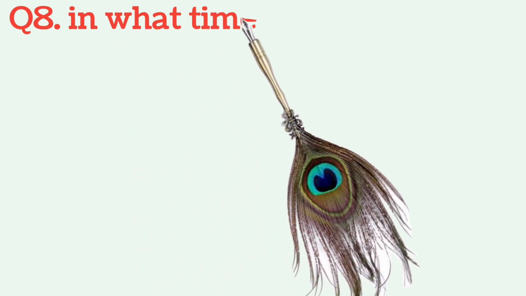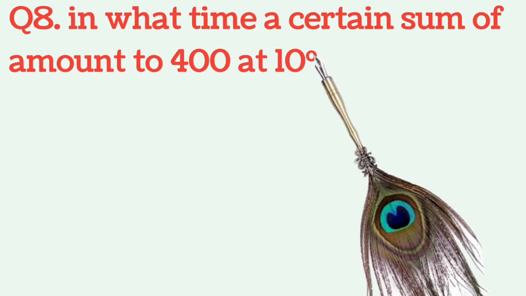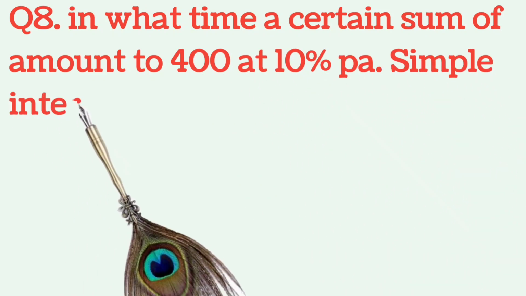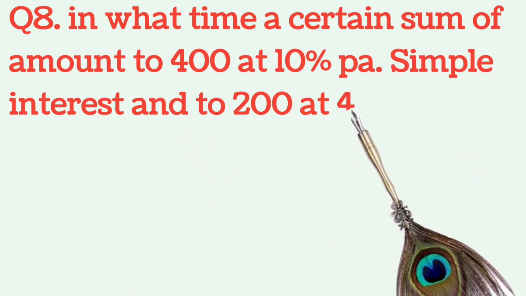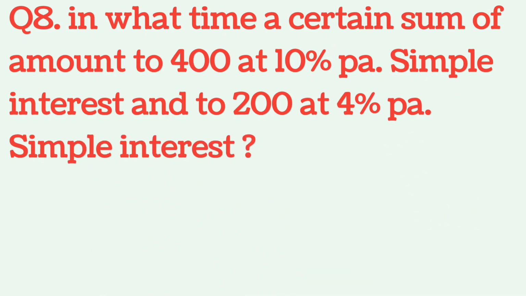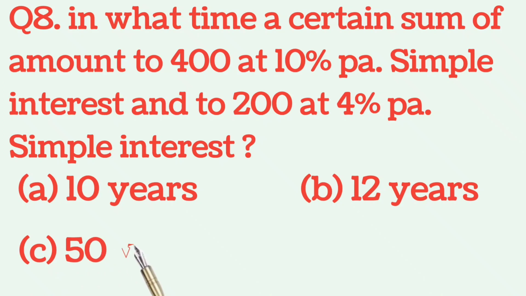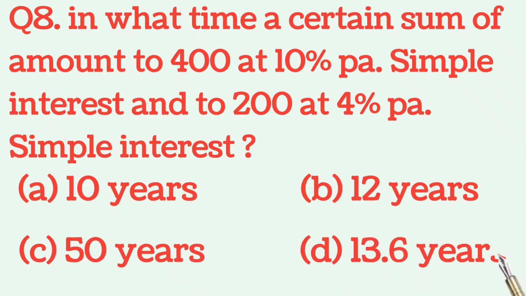Now let's move to question 8. In what time will a certain sum amount to 400 at 10% per annum simple interest and to 200 at 4% per annum simple interest? Here we are required to find the time. The options are: option A 10 years, option B 12 years, option C 50 years and option D 13.6 years.